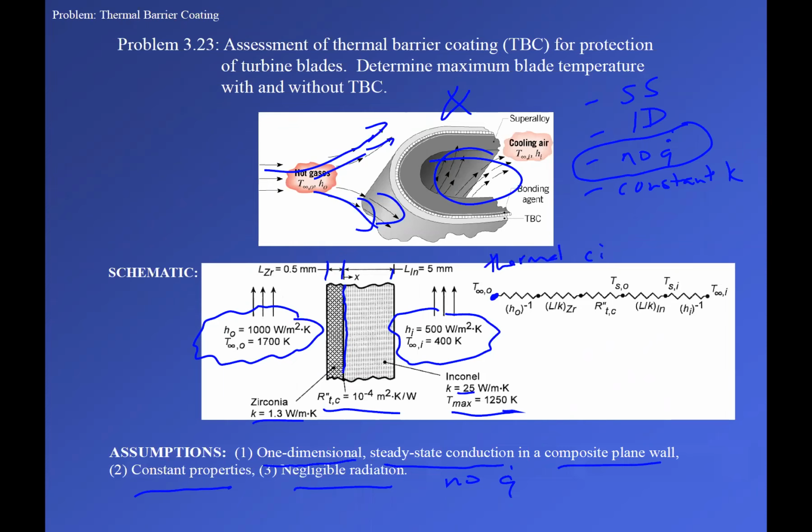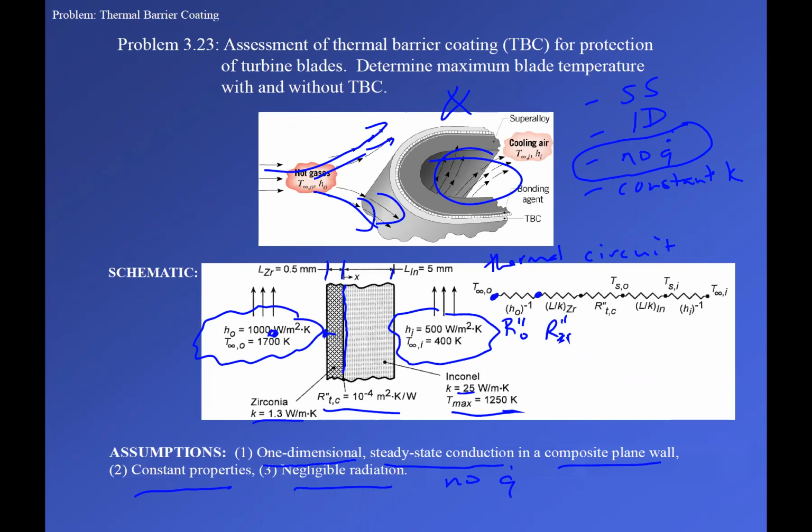So we have our thermal circuit. We're starting on the inside, right here. We have convection. So outer convection resistance. Then that gets us to right here. Then we have zirconia's resistance.